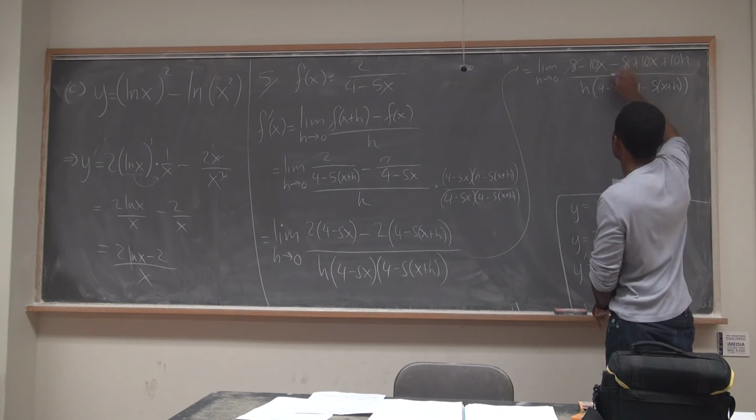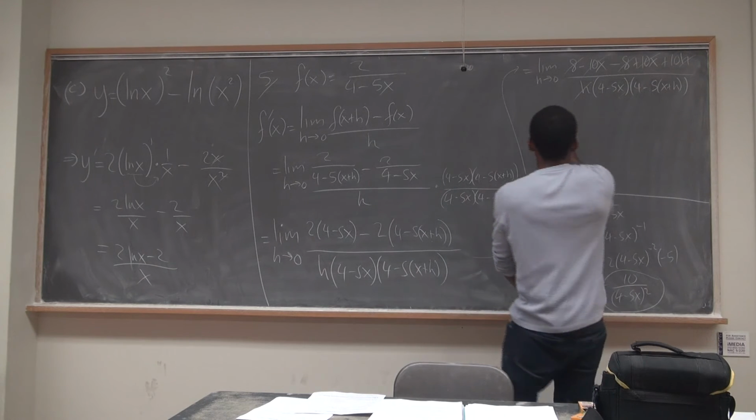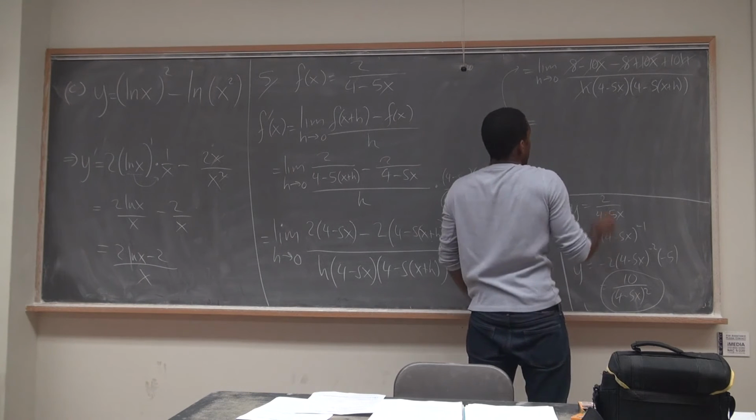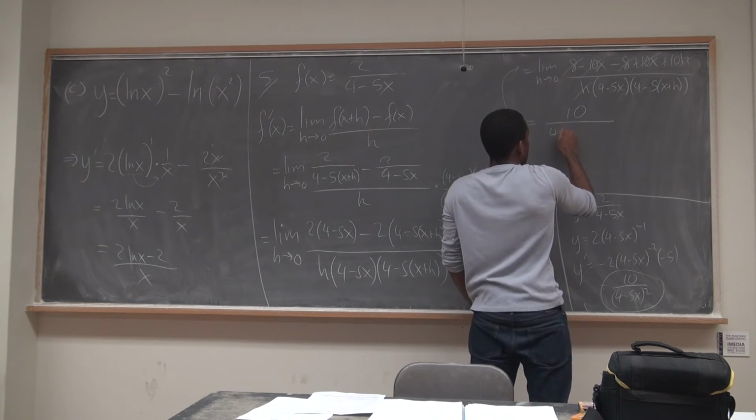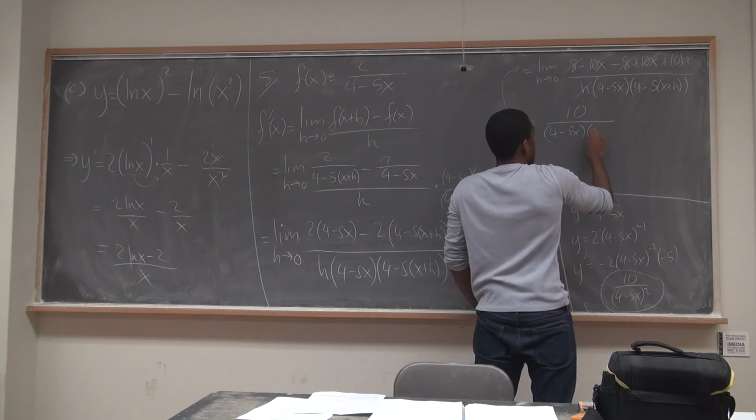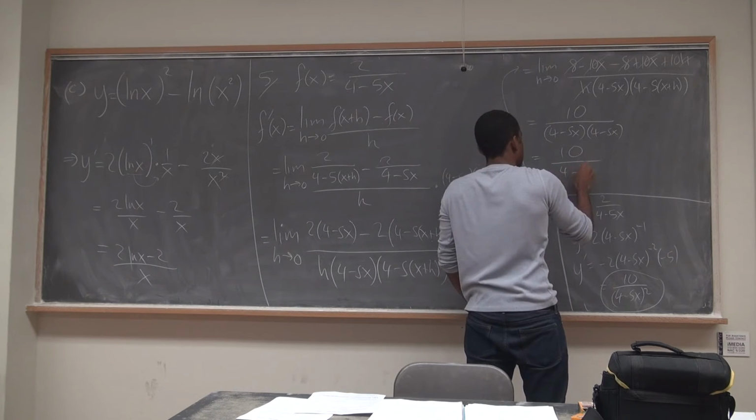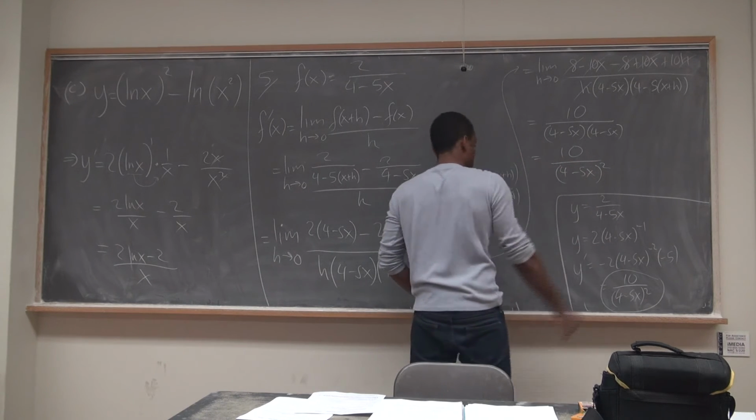So here the 8, the 10x dies, the h will cancel with that, so I'm left with a 10 on the top. And at the denominator now I can plug in h equals 0 and I don't get 0, so I'm going to do that. So I'm going to have 10 over 4 minus 5x times 4 minus 5x. Thank God for the chain rule.